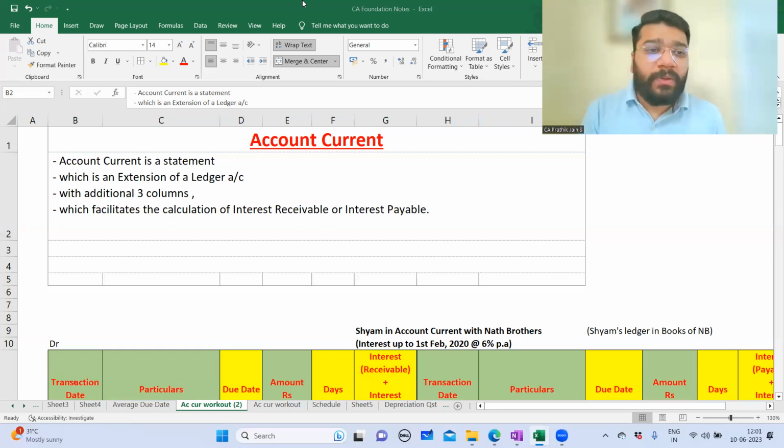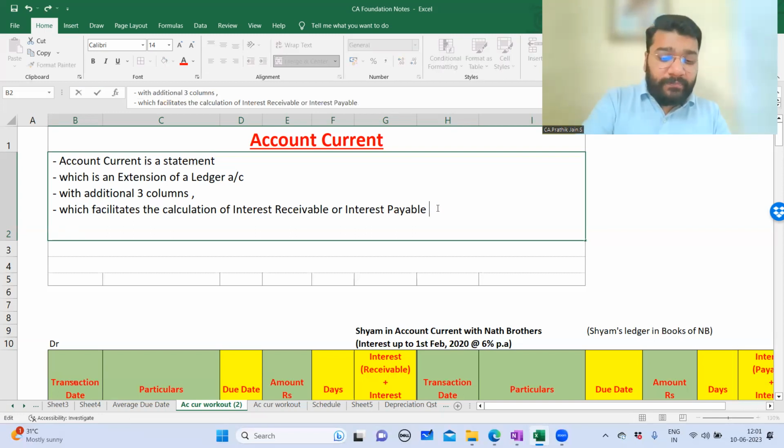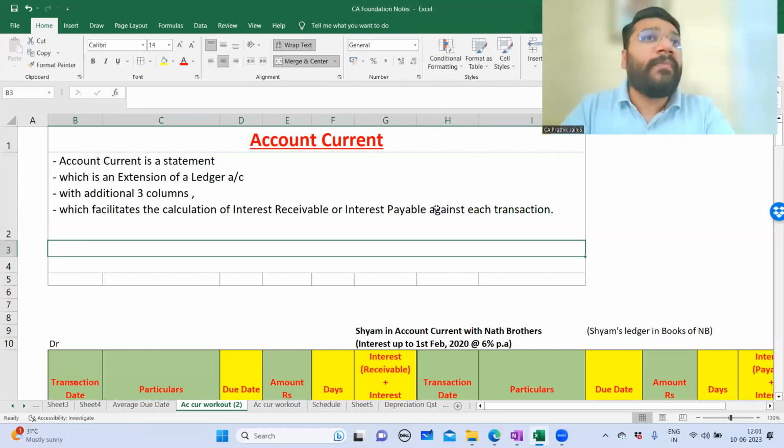Now, why have these additional three columns been designed? Why are we adding them? Because that will facilitate the calculation of interest receivable and interest payable against each transaction. Yes or no? Any difficulty? In simple layman language, I've explained what account current is.